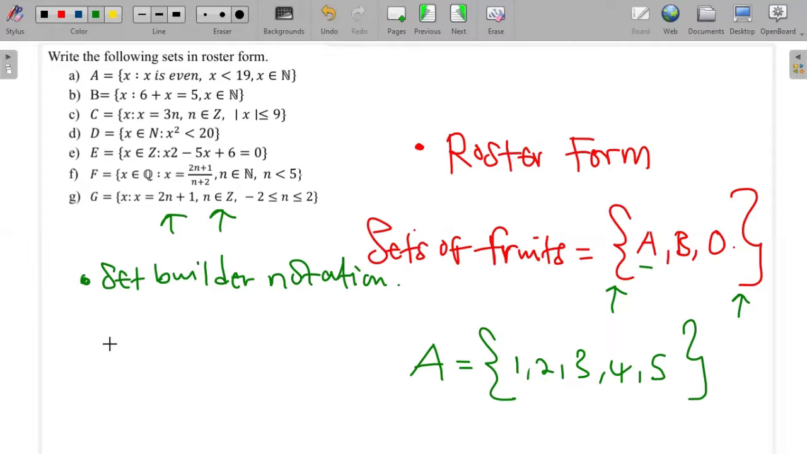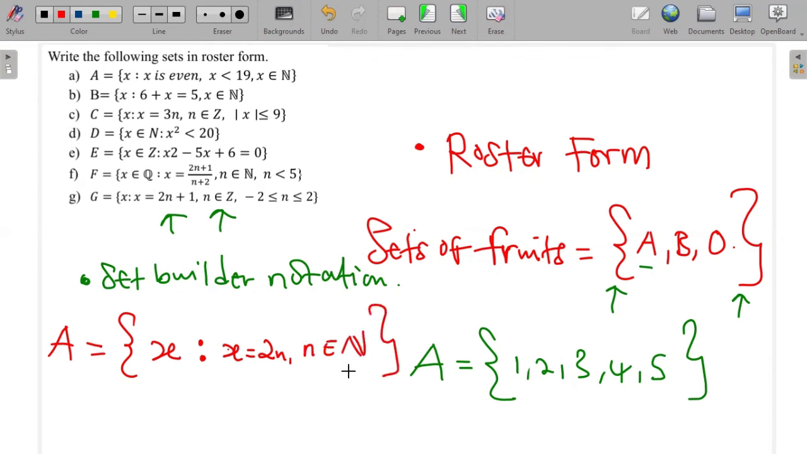Some important parts of set builder notation, I'll write them here. For example, if I say A is equal to, I put my curly bracket, x, and then I put a colon. Sometimes you can also write it as just a straight line like this. Whenever you see this or a colon like that, it simply means the same. Then let's say x equals 2n, and this n is a member of the natural numbers. So this is set builder notation.